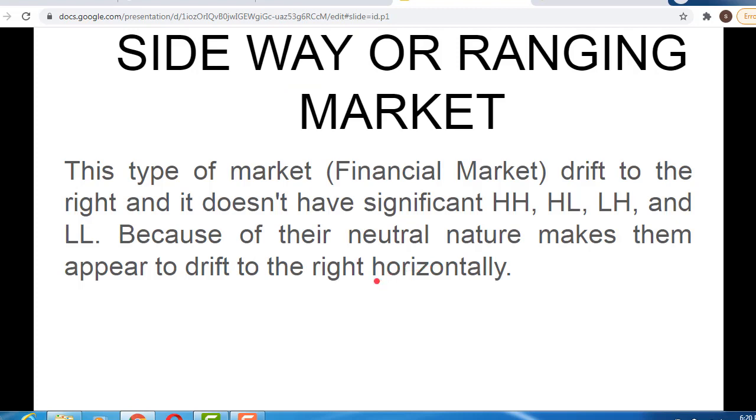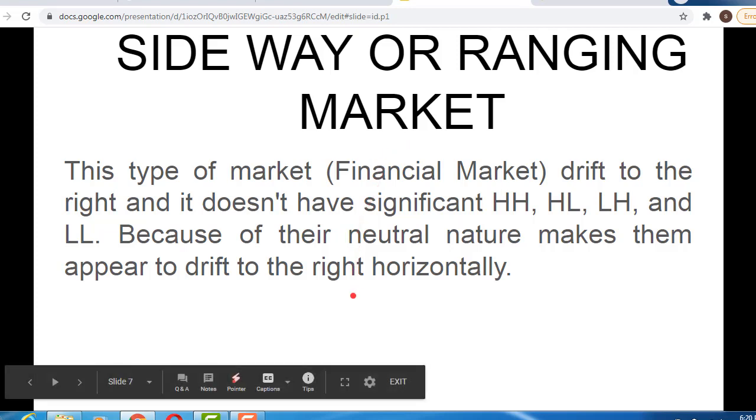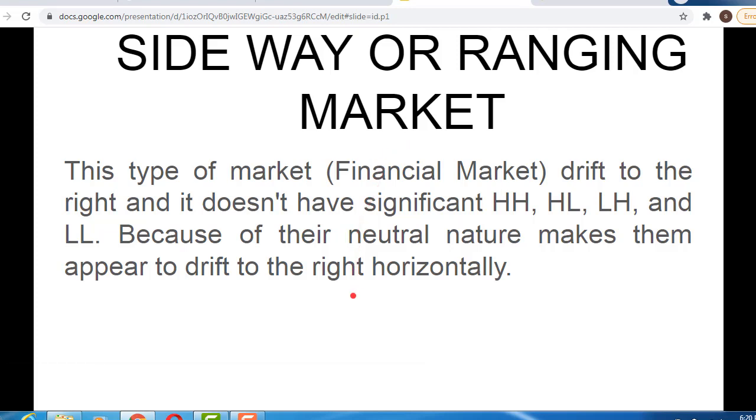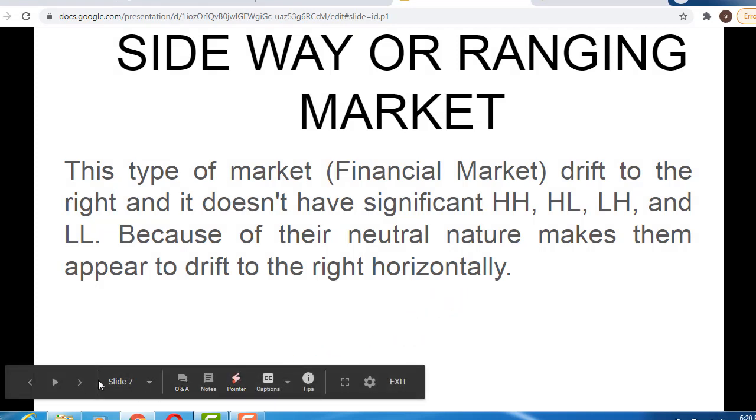Another market structure that you must take advantage of when trading, or look out for before placing a trade, is the sideways or ranging market. This type of market drifts to the right, and it does not have any significant higher high, higher low, lower high, and lower low. Why? Because of its neutral nature, it makes it drift to the right. You can't define any higher high, higher low, lower high, and lower low in a sideways or ranging market. Now, when the market is consolidating, it's different from when the market is moving sideways. I will show you that also in a moment.